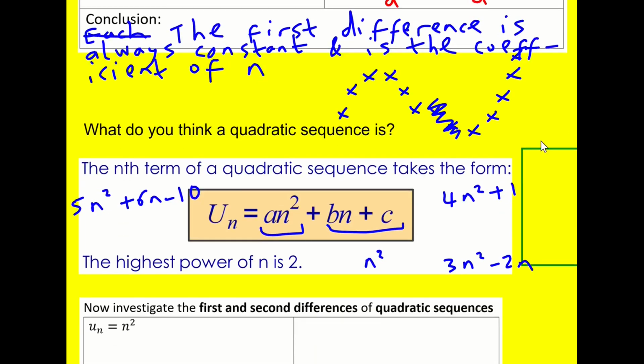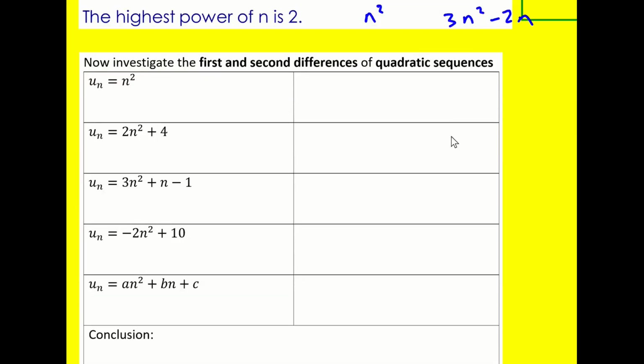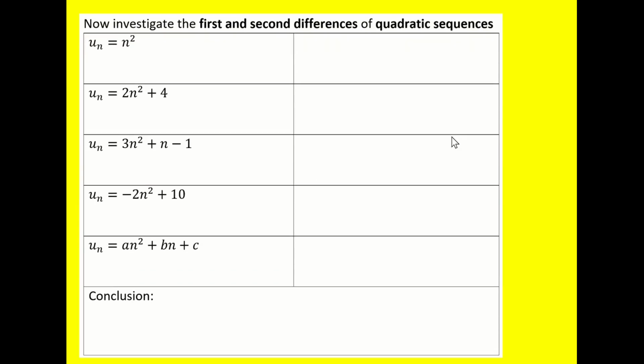So what we're going to do now is look at the first difference of some quadratic sequences and then also the second difference. You'll see why in a minute. Just a reminder, this u_n is notation for the nth term, and then we're given the actual nth terms here. So for the first one, I'm going to do this without a calculator. It's just my square numbers: 1 times 1, 2 times 2, 3 times 3, 4 times 4. I'm going to go through this one as an example.